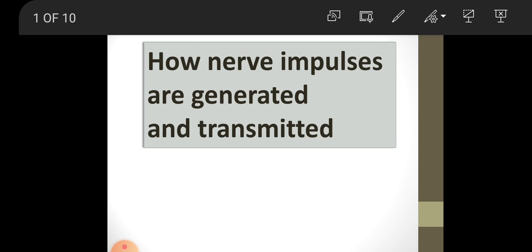Ions are distributed unequally between the cell interior and exterior. Meaning inside and outside the cell, we can see a difference in ion concentration. So ions are distributed unequally, not equally, between the cell interior and exterior. In the same manner, we can apply this to nerves as well.